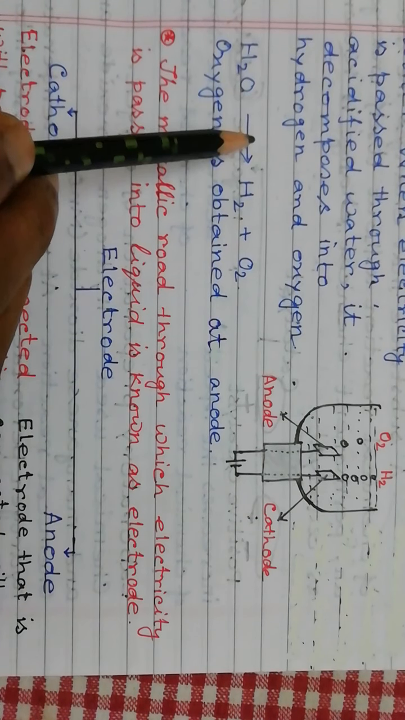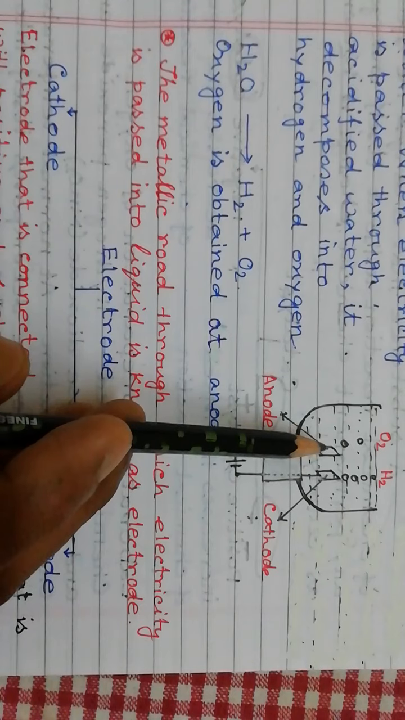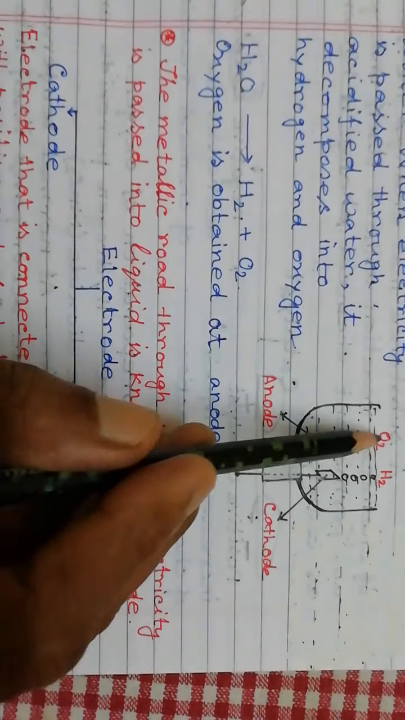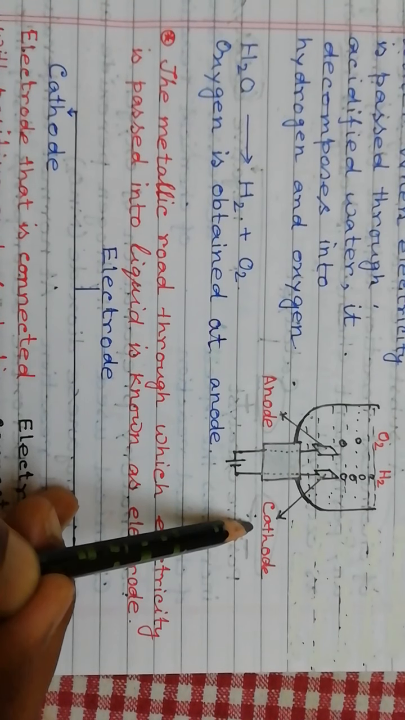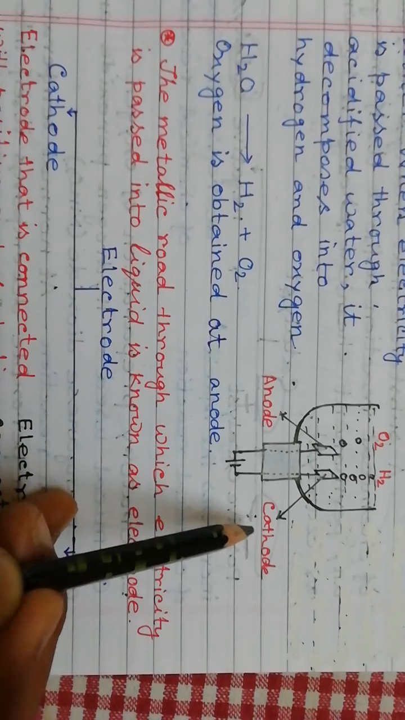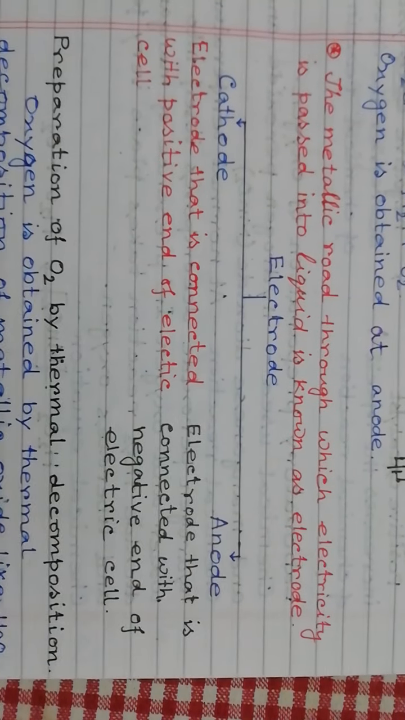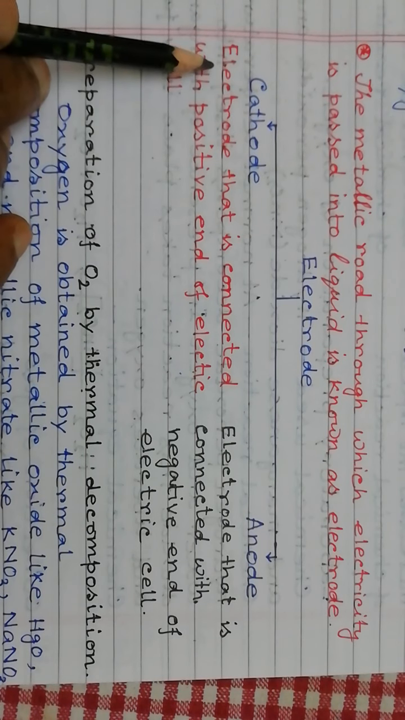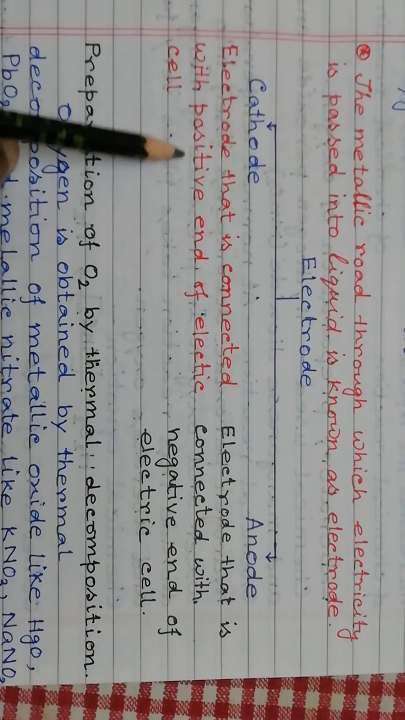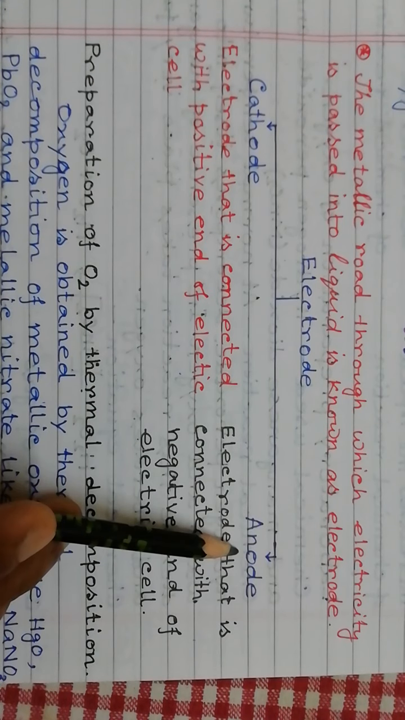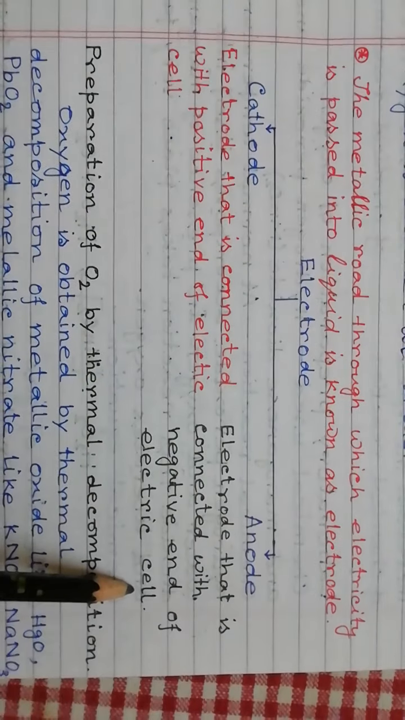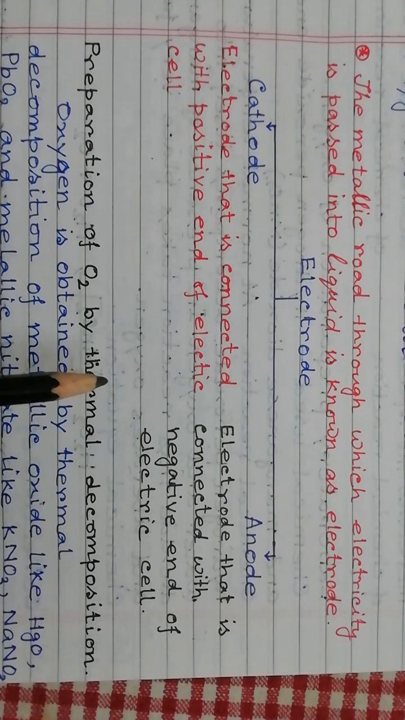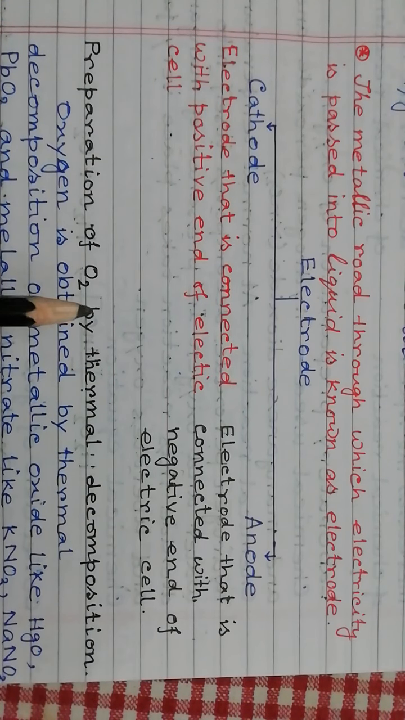When hydrogen and oxygen are formed, then oxygen is formed at anode and hydrogen is formed at cathode. Now the definition of anode. Anode is the electrode that is connected with the positive end of the electric cell, and the cathode is the electrode that is connected with the negative end of the electric cell. Now this is the way how we get oxygen from water.